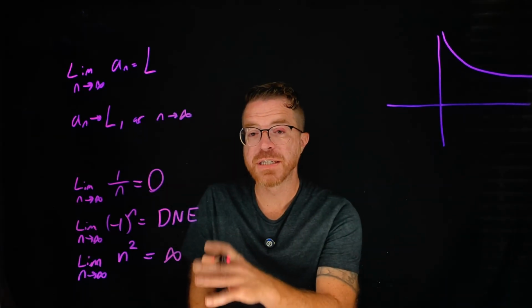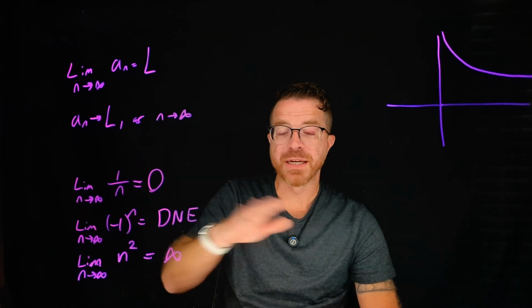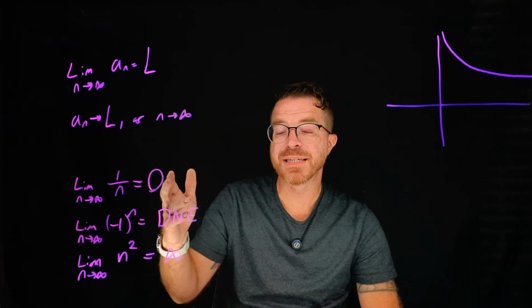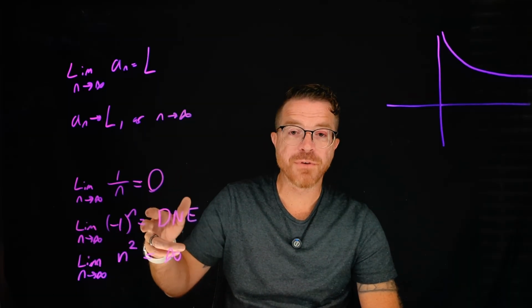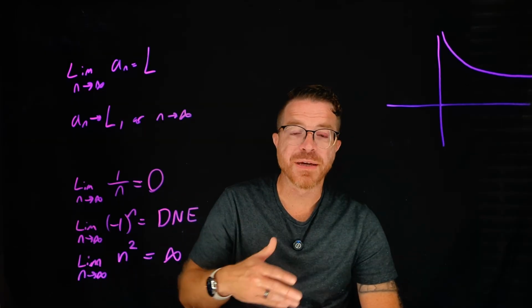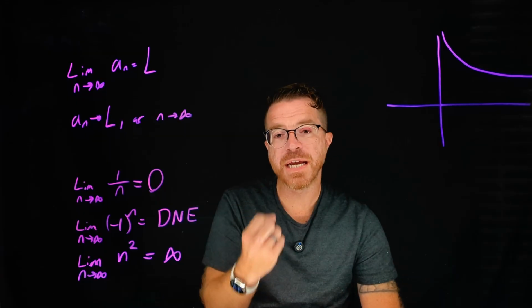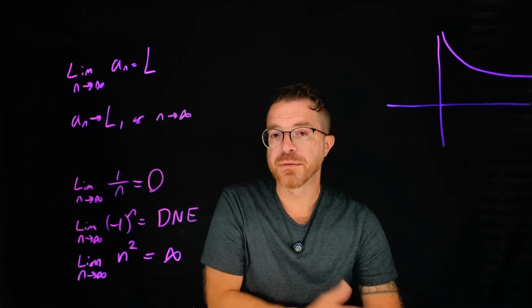which means this actually diverges. So this first one is an example of a convergent limit. It's converging on a specific number, in this case, 0. The second one diverges. It doesn't have a limit that exists. The third one diverges because it is approaching infinity, which, like we said, if it approaches infinity or negative infinity, this would be a divergence.